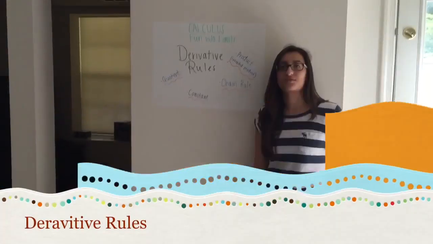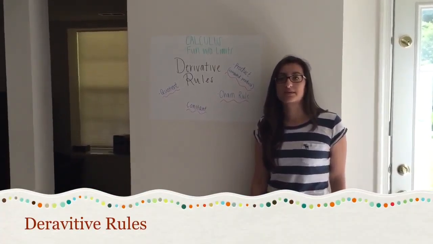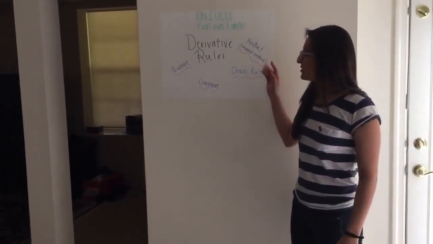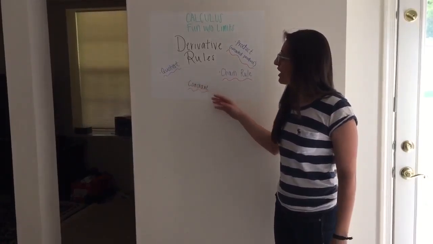Rules that need to be accounted for. Today we'll be talking about some of these rules. We will discuss the product rule, chain rule, quotient rule, and how to take derivatives with constants.